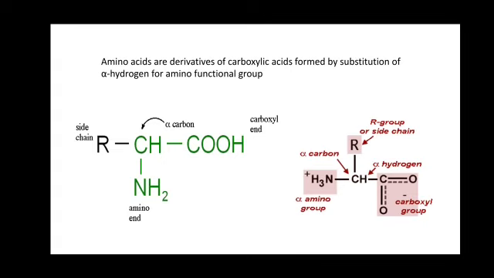These amino acids are derivatives of carboxylic acids formed by substitution of alpha hydrogen for an amino functional group. So in this picture we can see one end of the amino acid, where a carboxylic group is present, and another end will be the amino group. There is an alpha carbon, and these two functional groups are attached to the alpha carbon of an amino acid.